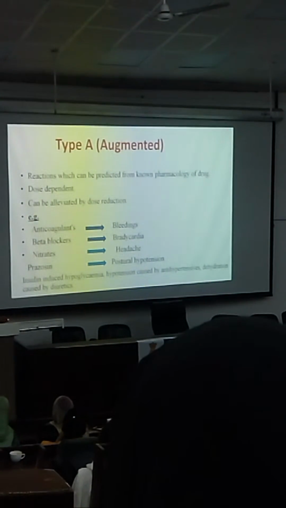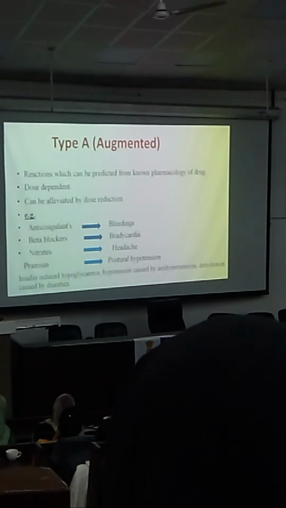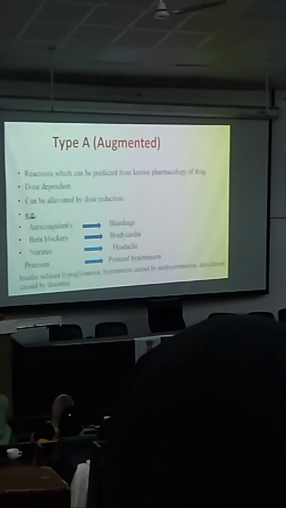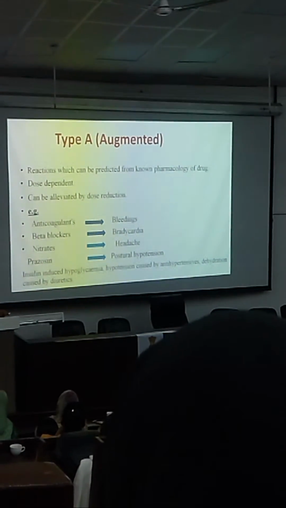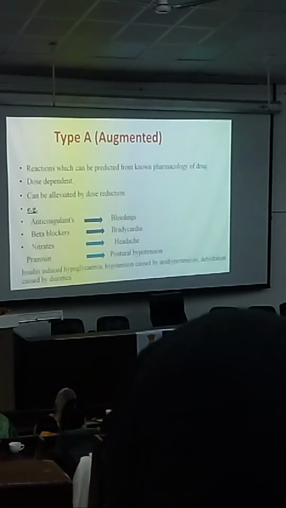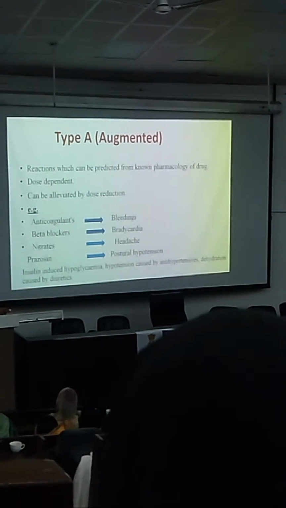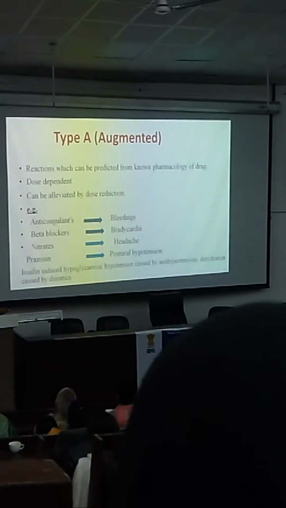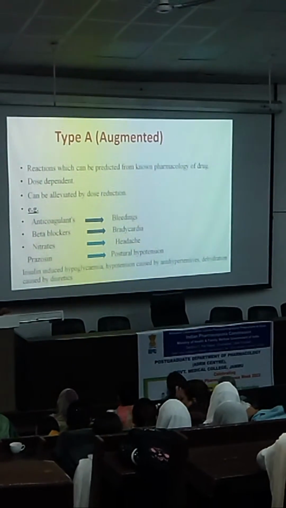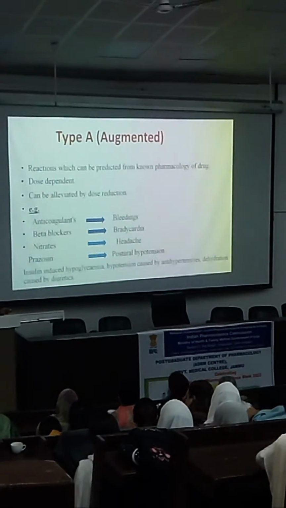Prazosin, again it can cause postural hypotension. Prazosin is an old drug. It is used for the treatment of hypertension as well as for the treatment of benign hypertrophy of the prostate. So these are the type A reactions, and these are dose dependent. We can alleviate the adverse drug reaction by decreasing the dose of the drug.